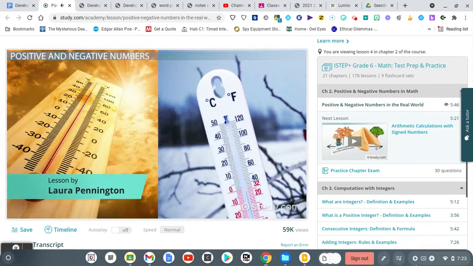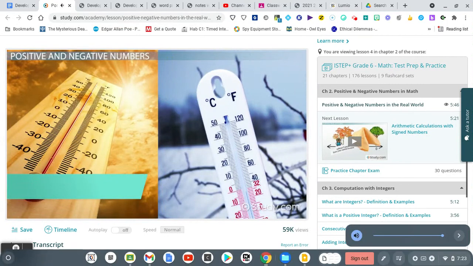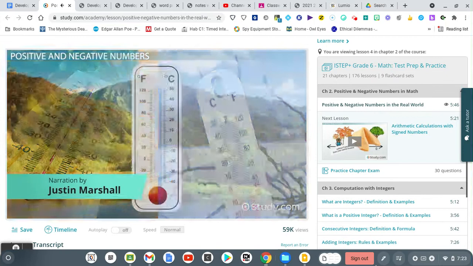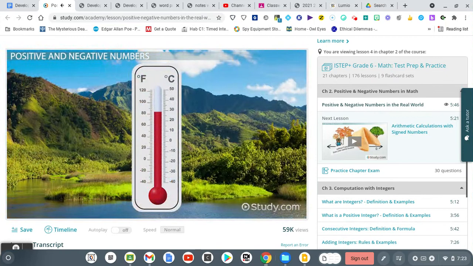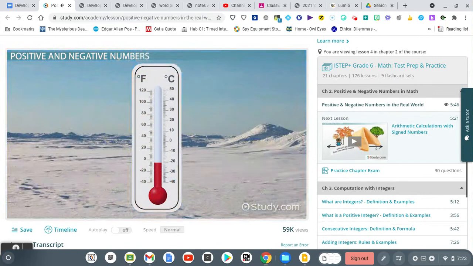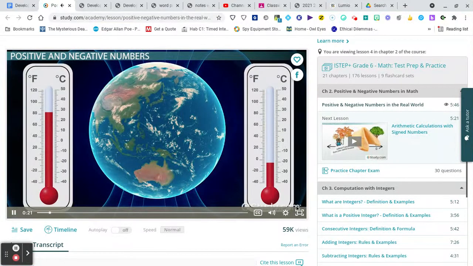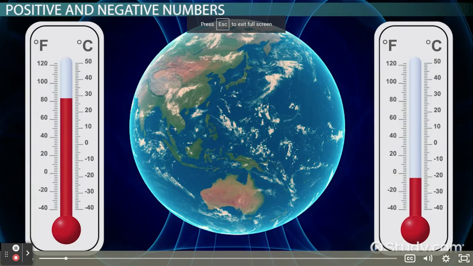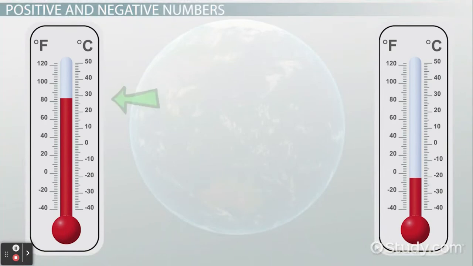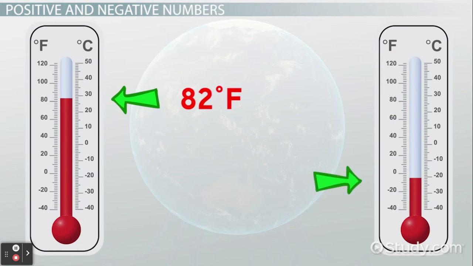Isn't it interesting how much the temperature can vary across the world on any given day? For example, it could be 82 degrees above zero in Hawaii, and at the same time, 5 degrees below zero in Alaska. Considering how much the temperature can vary depending on where you are in the world, it's good that we have different types of numbers available to represent them. For example, the temperature of 82 degrees above zero is a positive number, and we write it as 82. Whereas the temperature of 5 degrees below zero is a negative number, and we write it as minus 5.